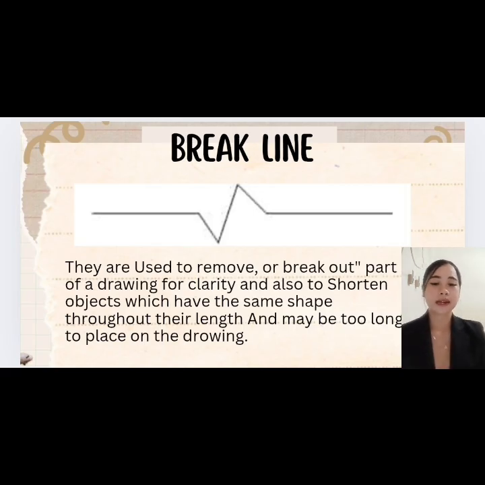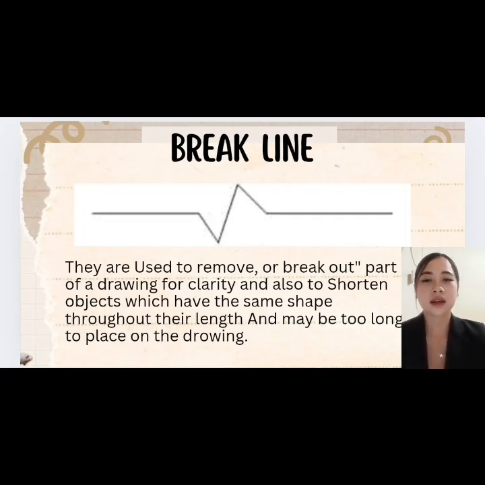So first, break lines. So what is a break line? A break line is a symbol used in technical drawing, like mechanical or architectural plans, to show that a part of an object has been cut off in the drawing. This helps make the drawing clearer and shorter, especially when the object is too long or repetitive.